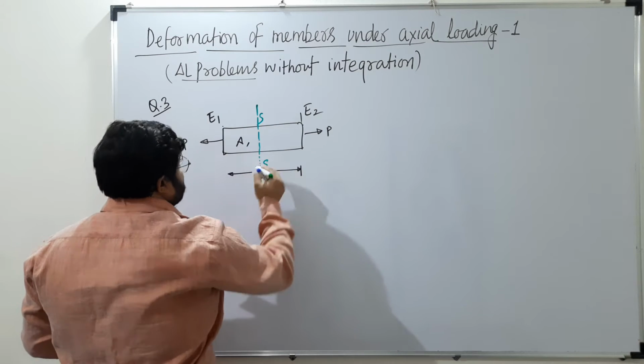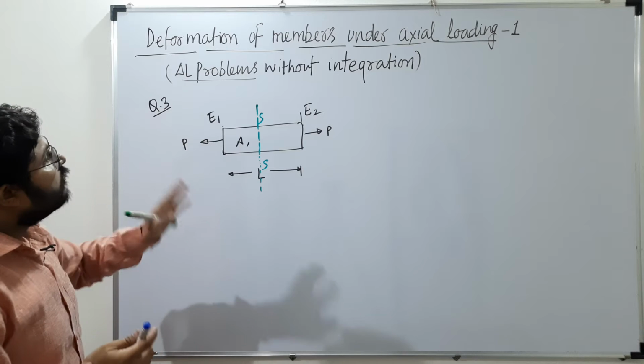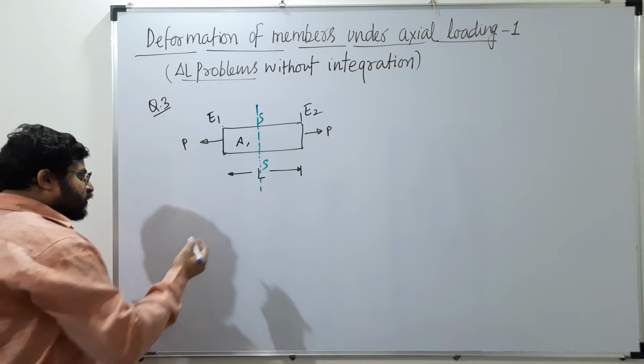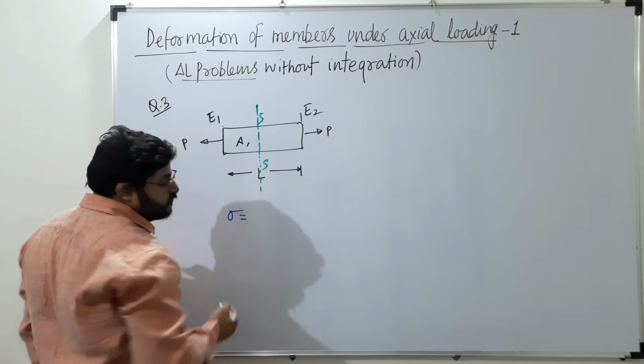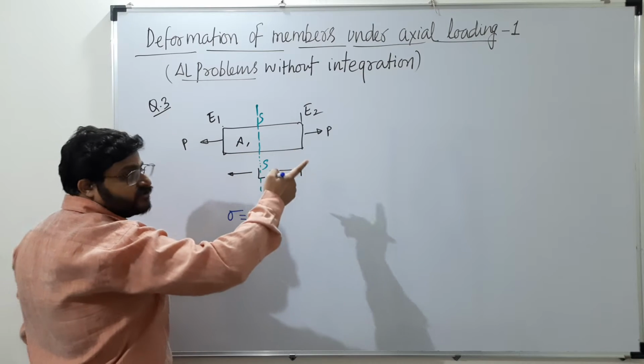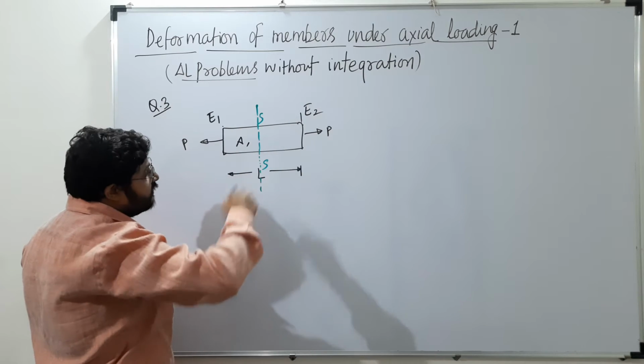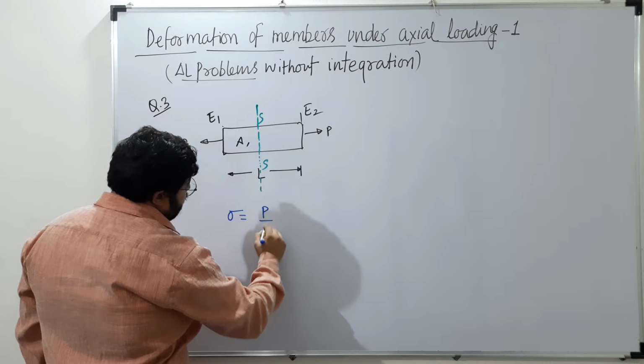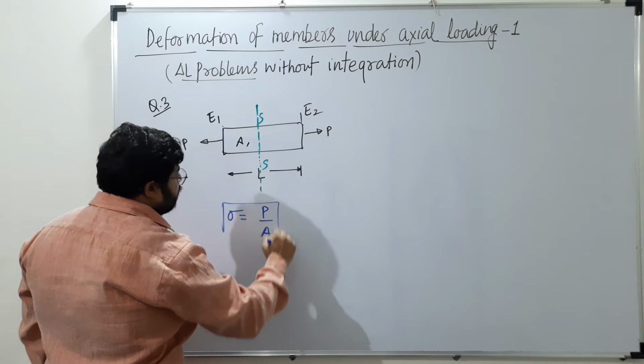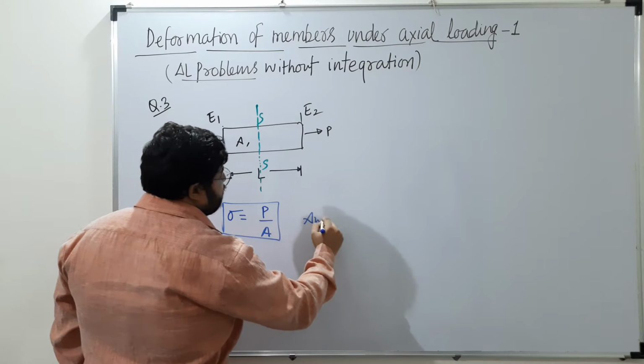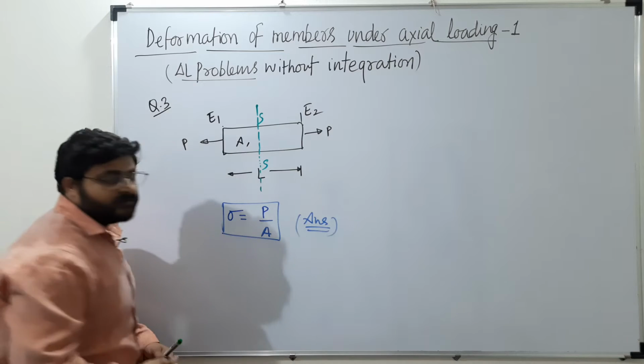our section SS. Now if we want to find out how much stress is acting, sigma is equal to the resisting force, which is equal to the applied force, upon area. So our force is P upon area A. So this must be our answer, right?